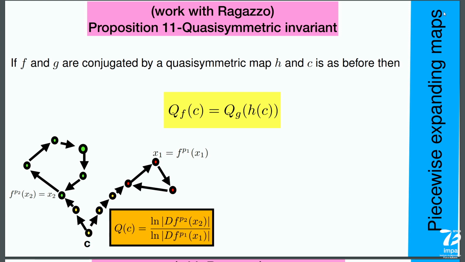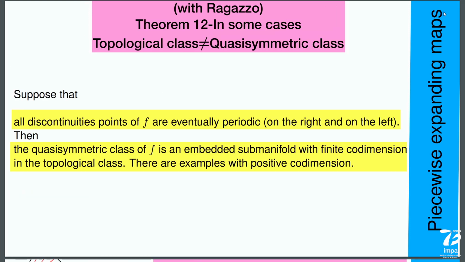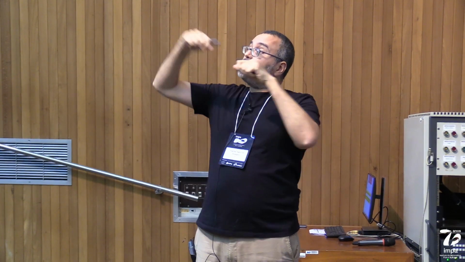And it's easy to change this invariant in the topological class. It's not very complicated. So suppose that all discontinuities of your map are eventually periodic on the right and on the left. Then the quasi-symmetric class is actually an embedded submanifold with finite codimension inside the topological class. So you have the topological class, and inside it you have a submanifold, also with finite codimension. And this is the quasi-symmetric class of this map.